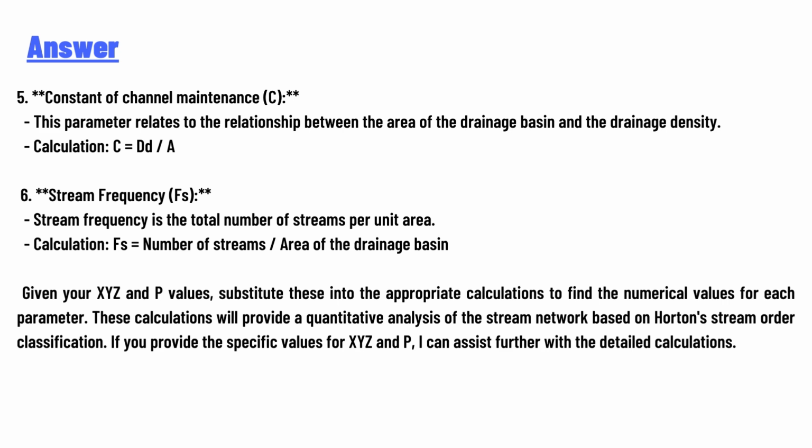Given your XYZ and P values, substitute these into the appropriate calculation to find the numerical values of each parameter. This calculation will provide a quantitative analysis of the stream network based on Horton's stream order classification. If you provide the specific values for X, Y, Z and P, I can assist further with the detailed calculations.